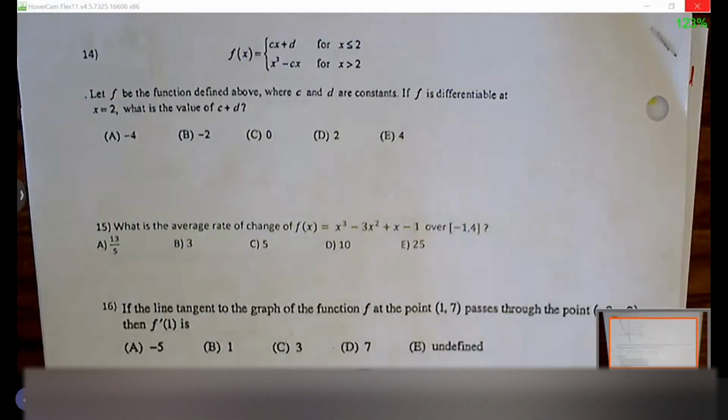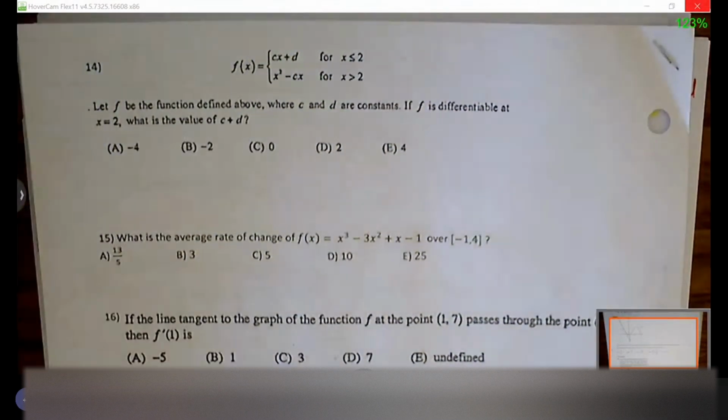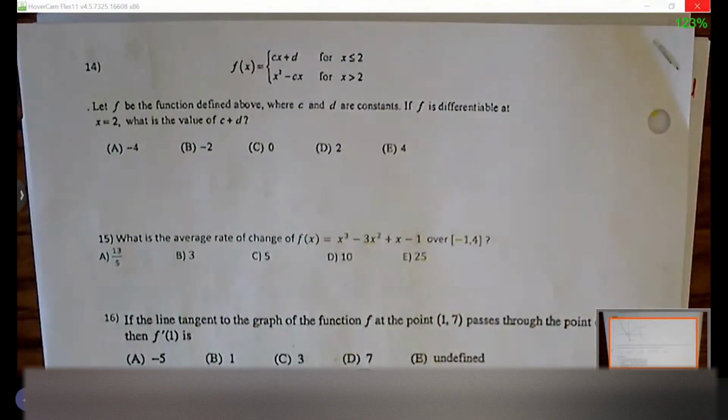So 14 says, let f be the function defined above. Oh, by the way, this type of problem is pretty common, pretty popular on AP exams. So I want to make sure that we understand the concepts behind it. It's not hard, but there's a certain step that we have to follow for these types of problems.